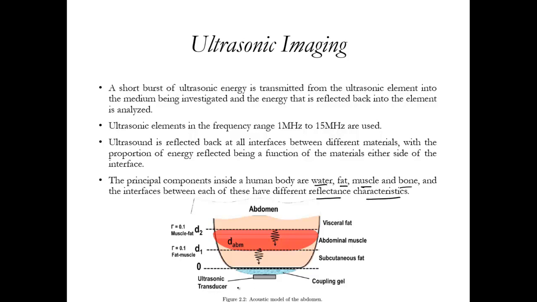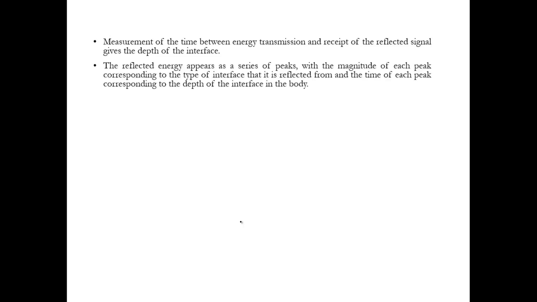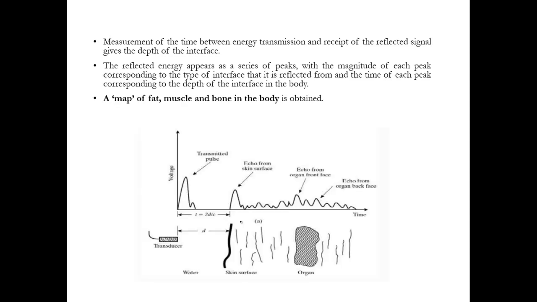So this is how a typical ultrasonic transducer is put up in the form of a probe. Then we use something called a coupling gel. And then there are subcutaneous fat, abdominal muscles, and then muscle, fat, muscle, and you have different reflectance characteristics, and accordingly different waves are reflected, which can be picked up by the ultrasonic transducer. Obviously in this case again we measure the time between energy transmission and receipt of the reflected signal, which gives us the depth of the interface, and the reflected energy appears as a series of peaks.